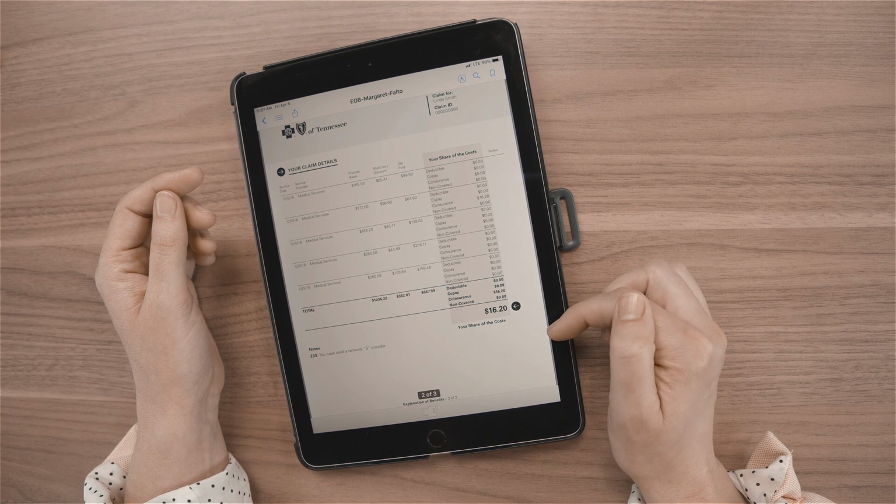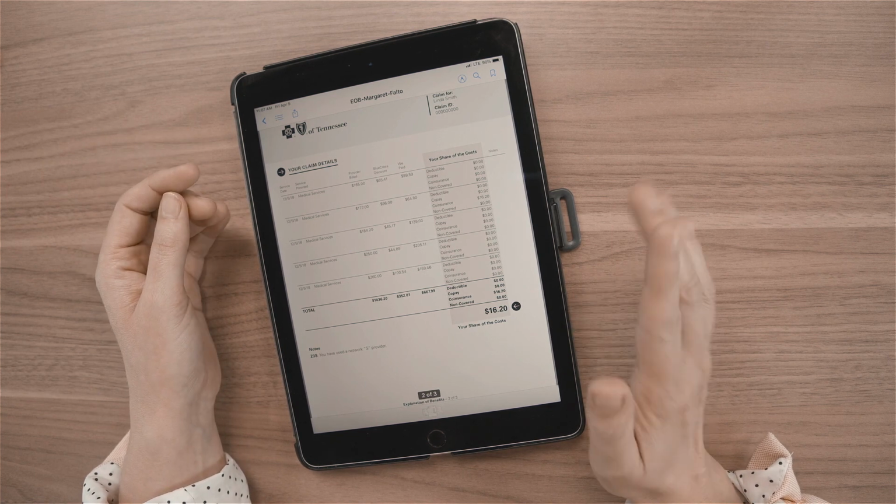We'll give you the total so you know how much of the cost is your responsibility, but it's smart to wait for your provider to send you a bill before you pay anything, and make sure the amount they ask for is the same as what's on your claim summary. If the amounts don't match, give us a call. We can help you work through it.